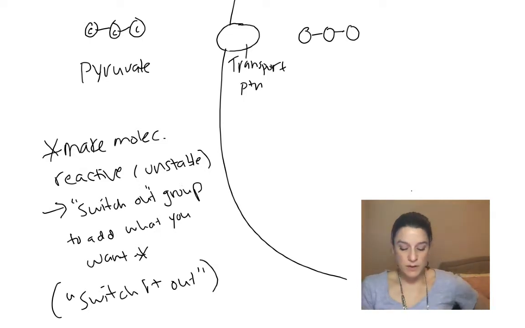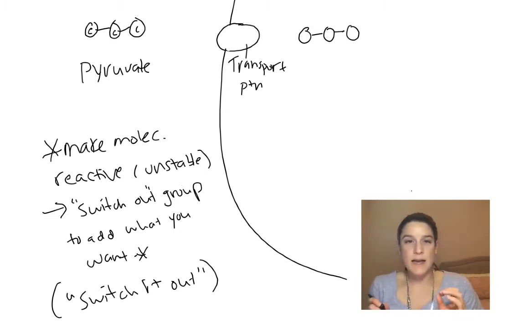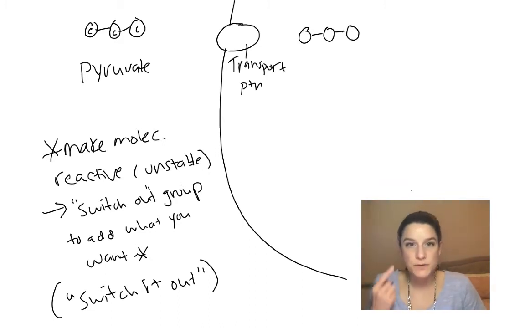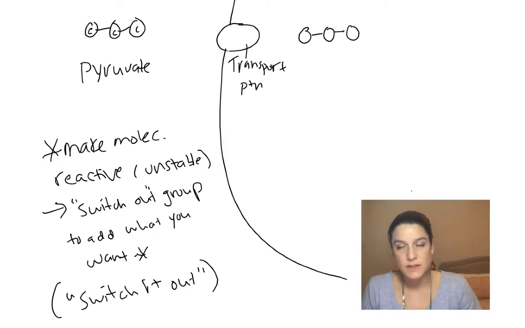So we're going to make a molecule reactive or unstable, and then you switch out that group that's making it unstable and add what you want, whether it's electrons or another molecule or other types of groups. That's a basic strategy. That's how phosphates are used to make molecules reactive. In this case, though, we're going to add the CoA to it first to make it reactive, and then switch out the CoA for what you want, which is to get into the citric acid cycle.